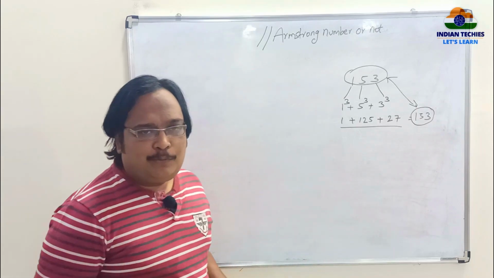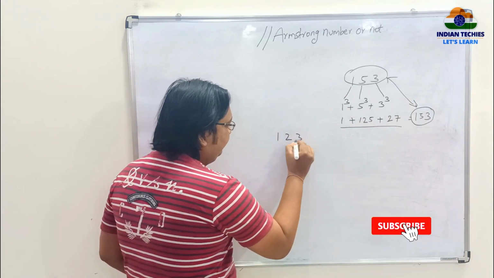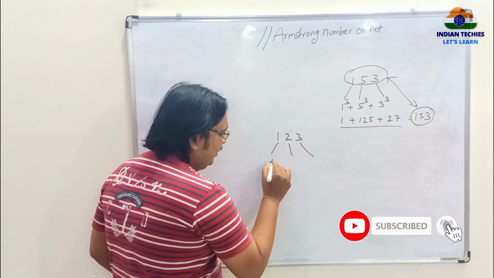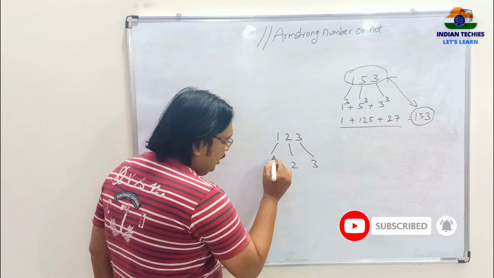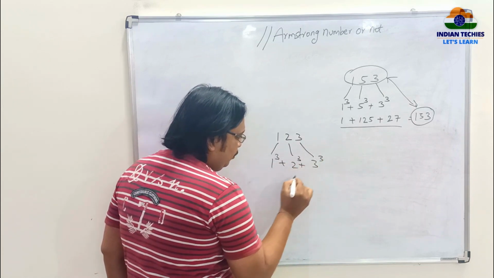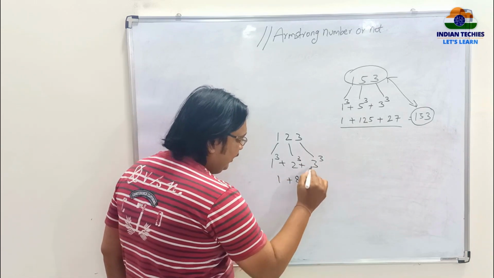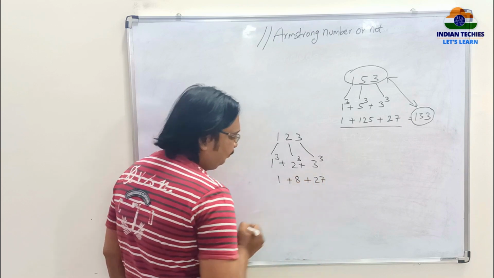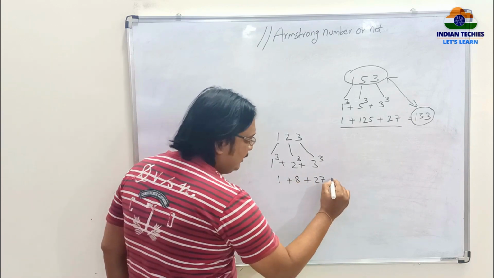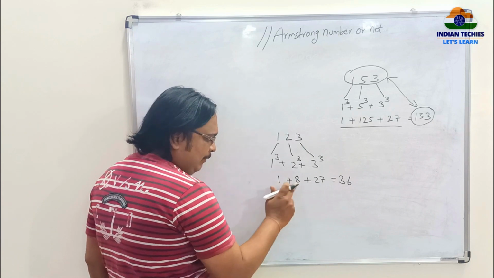Let us take one more example which is not Armstrong, that is 123. Split into independent parts, that is 1, 2, 3. Cube these: 1 cube plus 2 cube plus 3 cube. So 1 cube is 1, 2 cube is 8, 3 cube is 27. So what is this number? 27 plus 1 is 28, plus 8, this number is equal to 36.